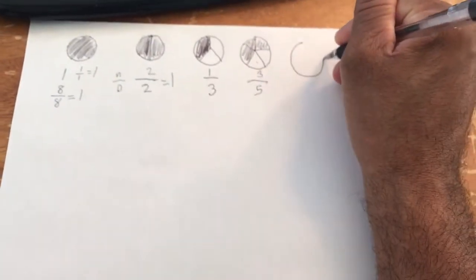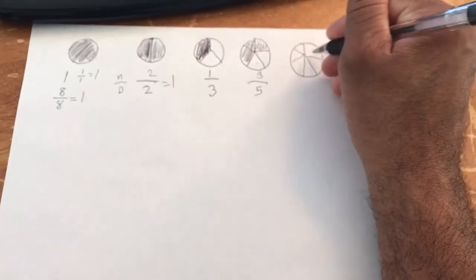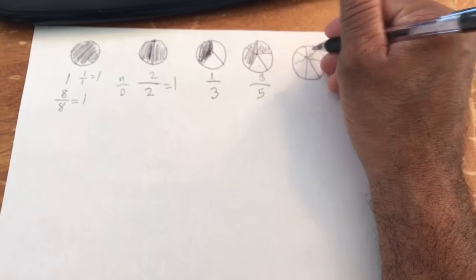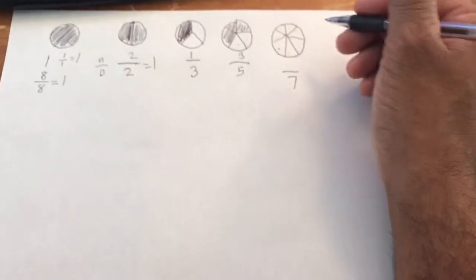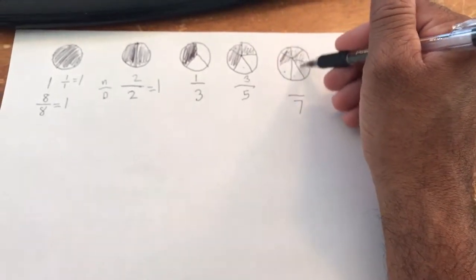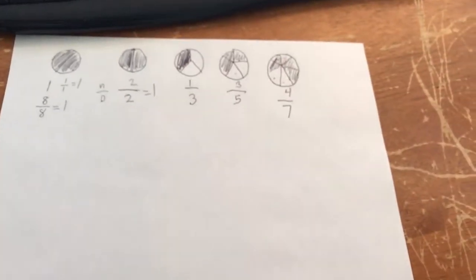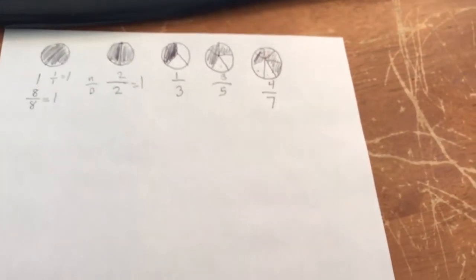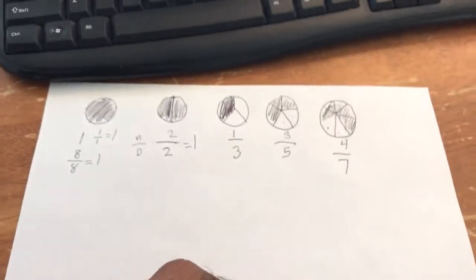So if I break this up into 1, 2, 3, 4, 5, 6, 7 pieces, see where the 7 goes? 7 goes always on the bottom. And I say I want, let's say, 4 of those 7, then 4 goes on the top. So we have 4 over 7, 4 sevenths. Simple, right? So now I want to talk about multiplication.